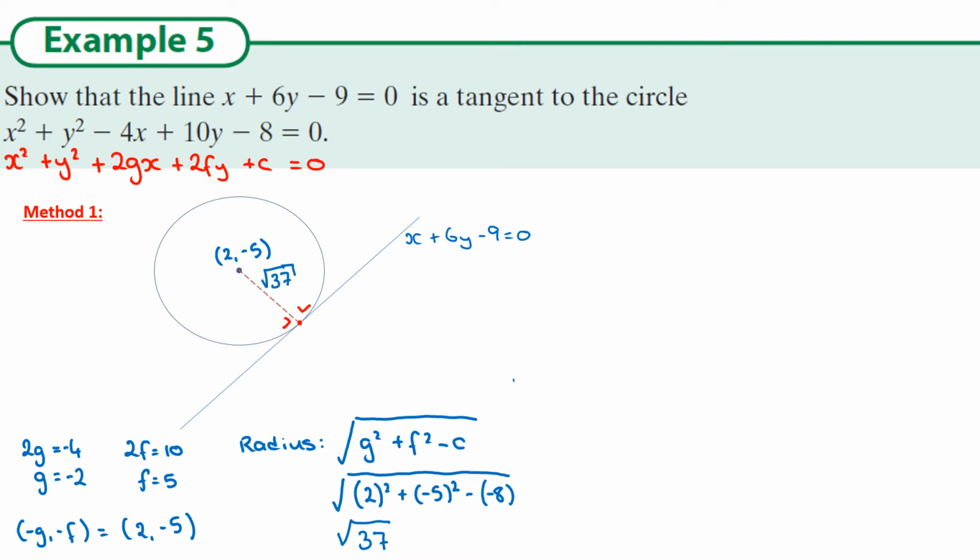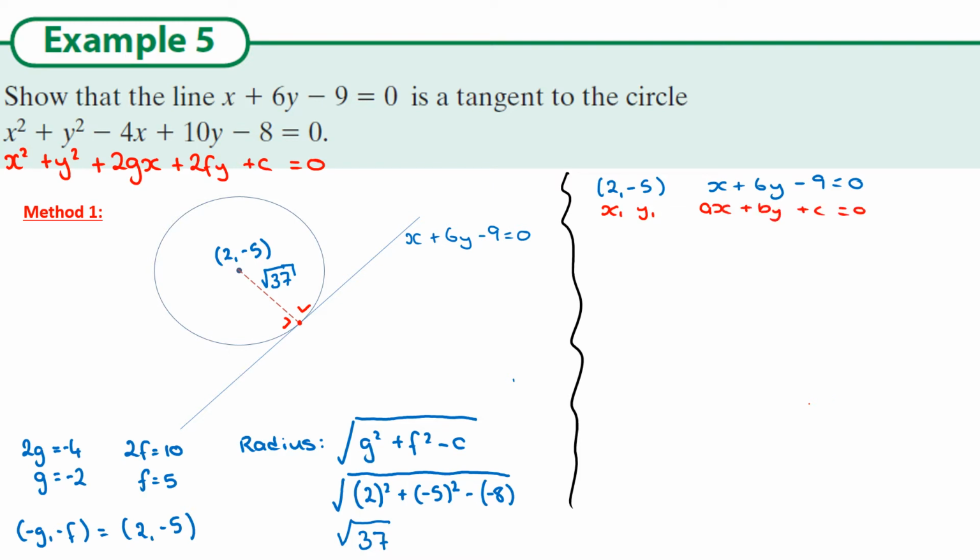Now what we're going to do is check to see if the distance between the center point (2, minus 5) and the line x plus 6y minus 9 equals 0 matches the radius. Because it says show in the question, it should. So we're going to label this x1, y1, and the line is in the form ax plus by plus c equals 0. The formula is the absolute value of ax1 plus by1 plus c, all over the square root of a squared plus b squared.